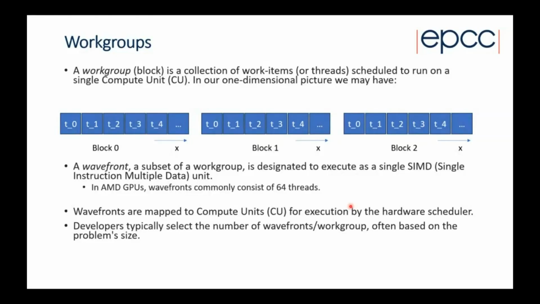We also have another term that's important, which is wavefront. I didn't really go into it in detail earlier. A wavefront is a subset of a particular work group, or a block in NVIDIA words. It's designed to execute on a single instruction multiple data unit. So a particular compute unit has 32 threads. It's going to execute a particular wavefront on that compute unit, but there may be more elements of the particular block that are going to execute on that hardware next. Wavefronts might commonly consist in AMD hardware of 64 threads. That's because of the number of threads one of these streaming multiprocessors, or compute units, has. So wavefronts are mapped to compute units for execution by the hardware scheduler. Developers typically select the number of wavefronts or working groups, often based on the problem size.